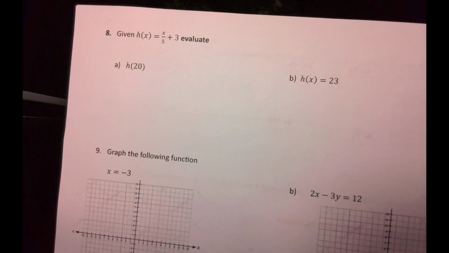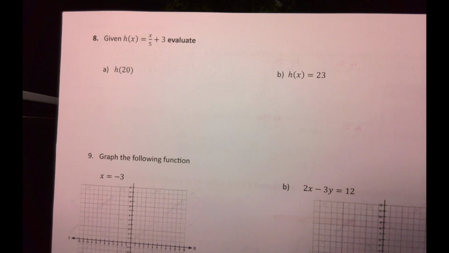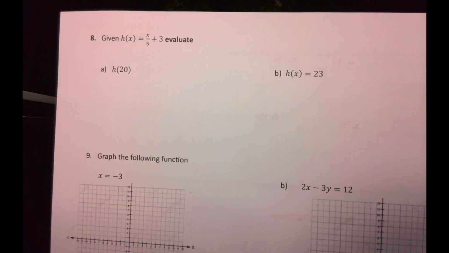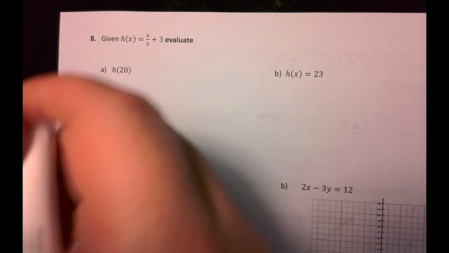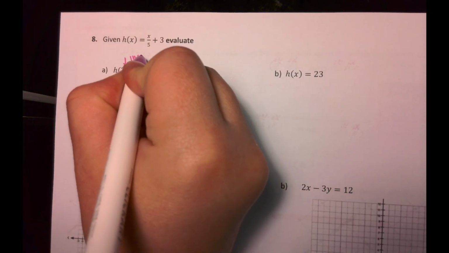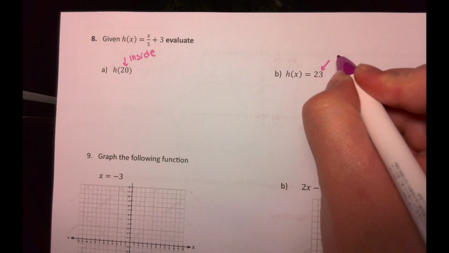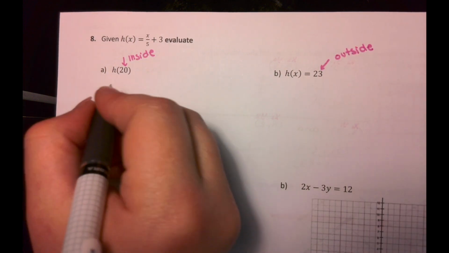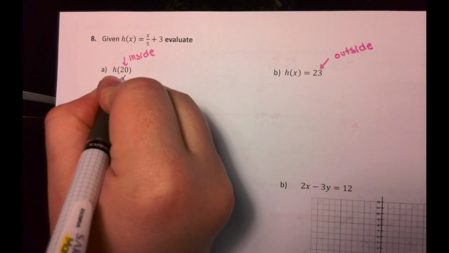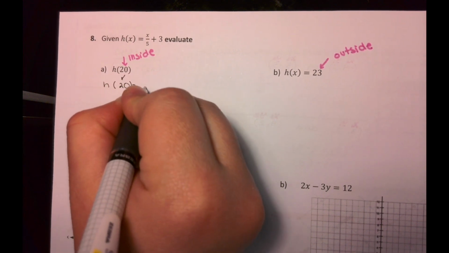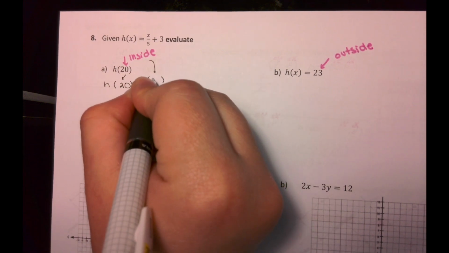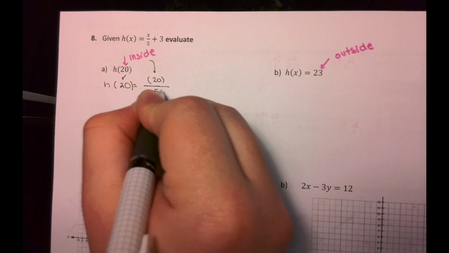For question number 8, it's giving you a function. H of x is equal to x divided by 5 plus 3, and it is asking you to evaluate. Now there are 2 different styles of questions here for A and B. Notice that we have a 20 on the inside, and notice that we have a 23 on the outside. That matters. When we have something on the inside, that means that when we write out our function, the 20 replaces the x on the inside.